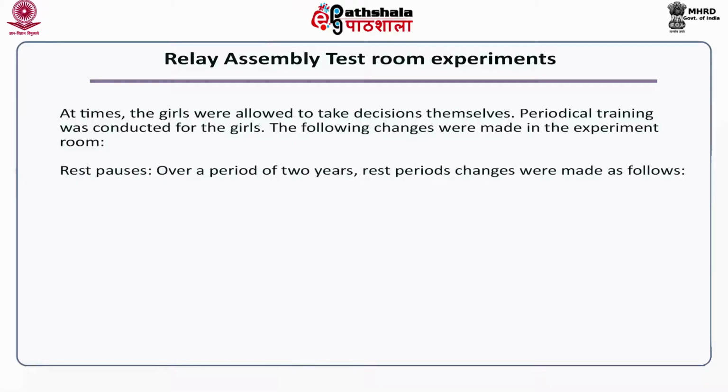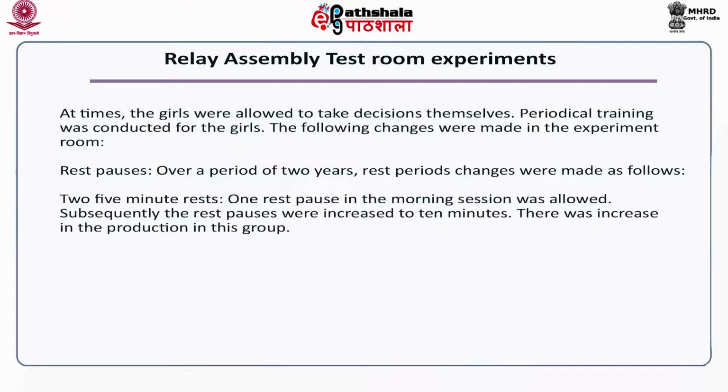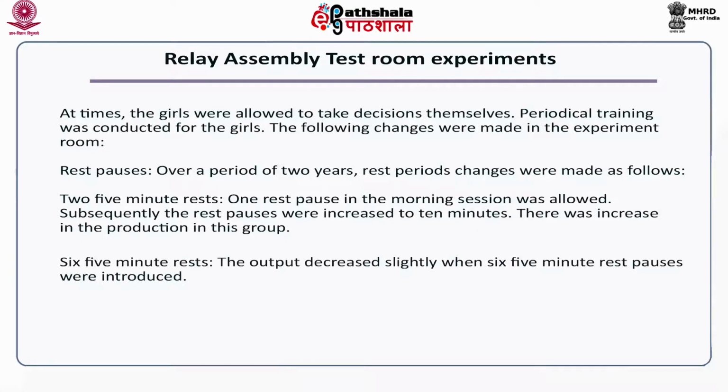Rest pauses. Over a period of 2 years, rest period changes were made as follows. Two 5-minute rests, with 1 rest pause in the morning session, were allowed. Subsequently, the rest pauses were increased to 10 minutes. There was an increase in the production in this group. With six 5-minute rests, the output decreased slightly.